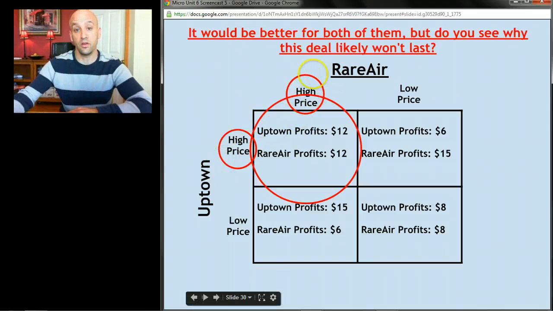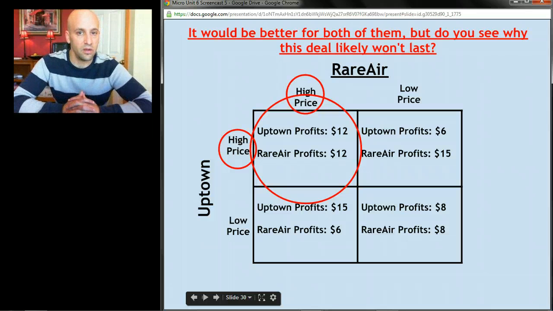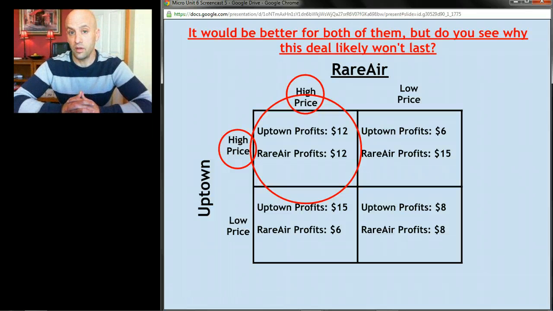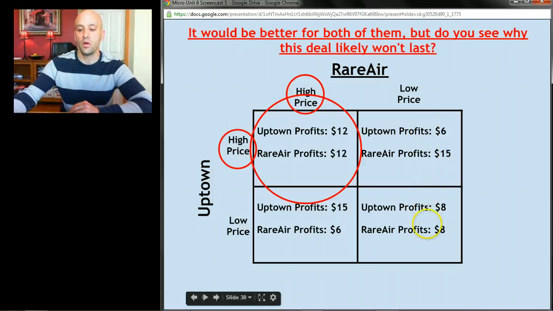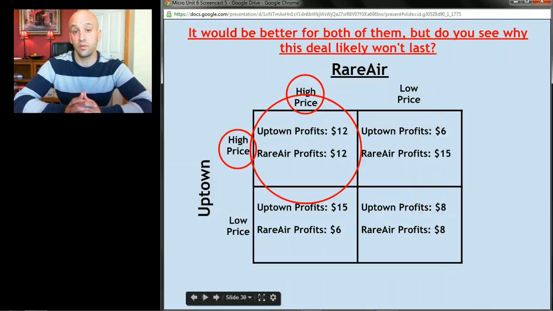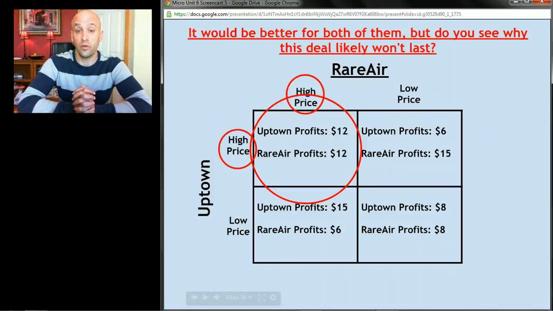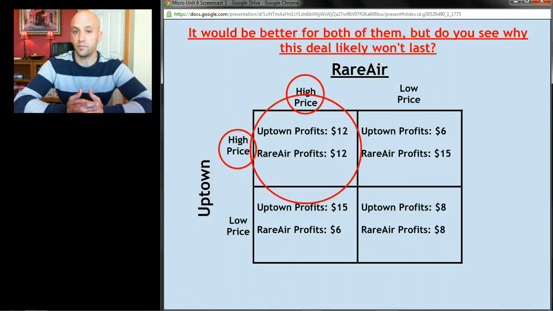If you're uptown and you know Rare Air is picking a high price, you know you're in one of these two boxes. So you can stay with the deal and make $12, or you can cheat on the deal and make $15. Rare Air is going to think the same thing, and that's going to make them also wind up picking a low price too, cheating on the deal. And if they both cheat on the deal and they both pick a low price, we're back to this bottom right box, which is partially why we called it an equilibrium. It's where we're going. It's the state of things. People are bastards.